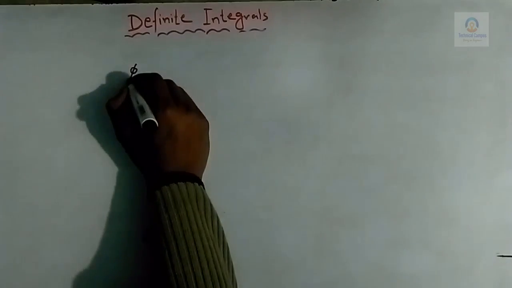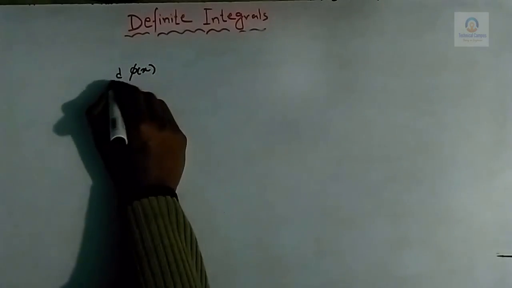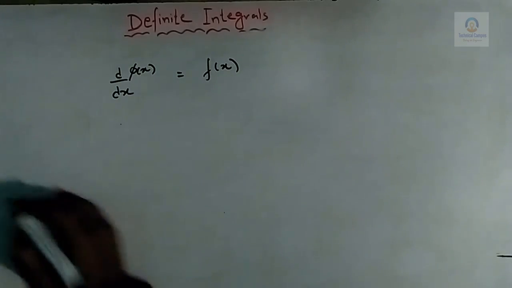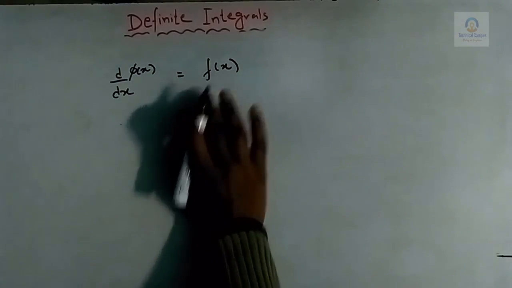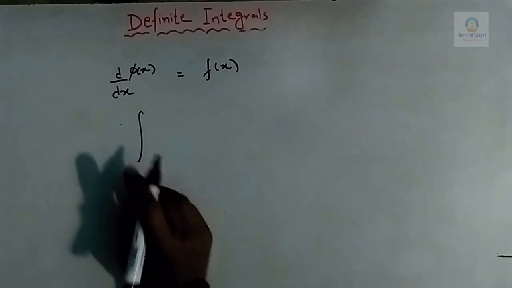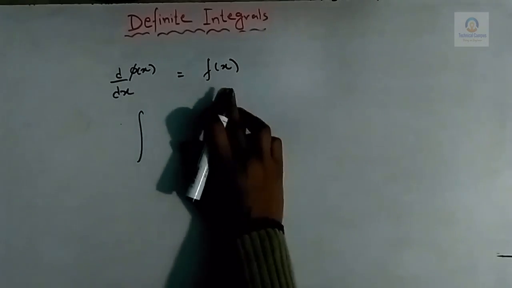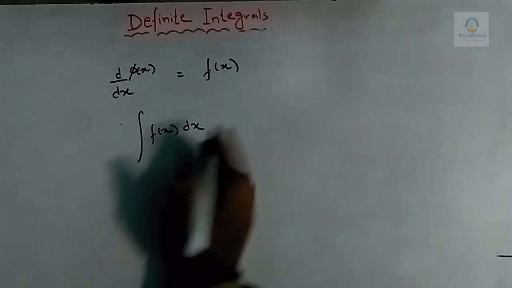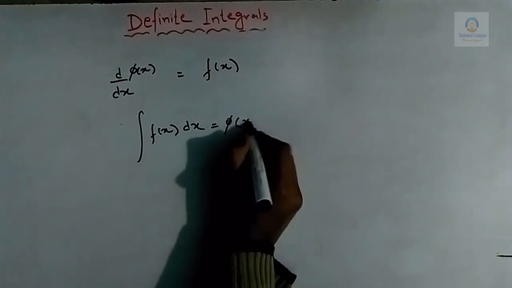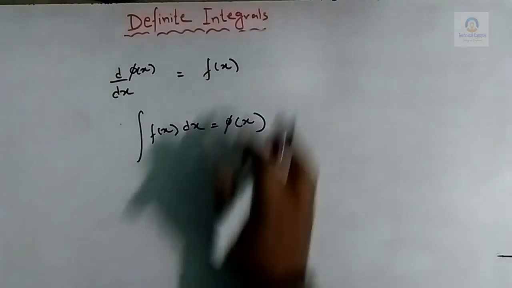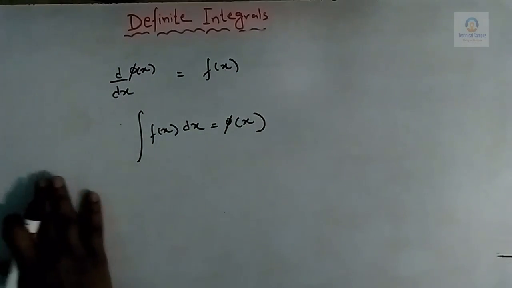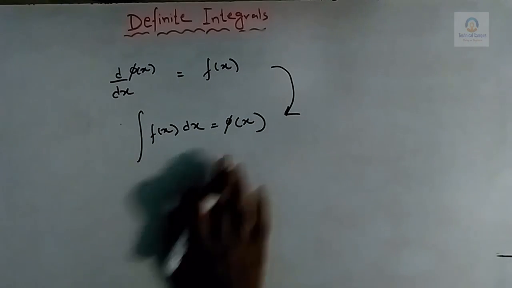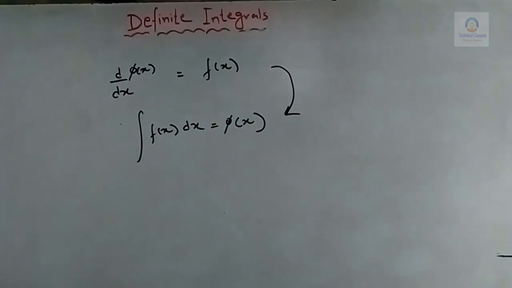Suppose we have a function phi of x, and if we differentiate this function, we will get a new function f of x. Now the process of getting the function phi of x from the function f of x is known as integration. Or we can say, in order to get the function phi of x from f of x, we have to integrate the function f of x, because integration means antiderivative, or the process of inverse differentiation is known as integration, okay? So if we integrate f of x, we will get phi of x. We have studied this in the concept of indefinite integrals.